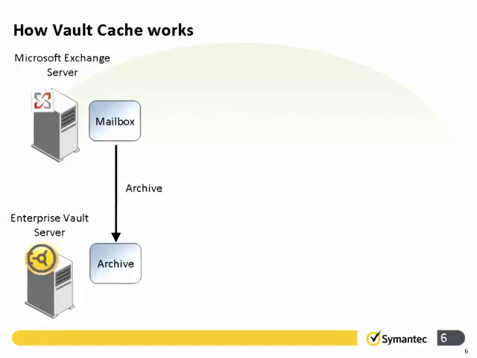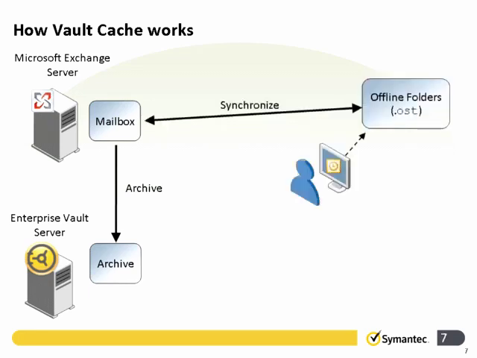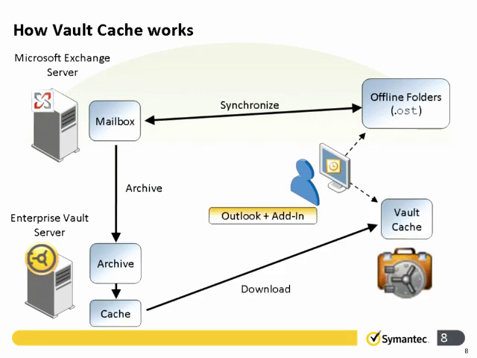Well, typically we have an archiving environment set up. We talked about this in the mailbox archiving chapters. We have our Microsoft Exchange server, which is where the mailbox exists. And on our Enterprise Vault server, we set up the archive associated with that particular mailbox. However, when the user is connected to the Exchange environment using the Outlook client, typically they're going to be connected with an online connection. And if they have been configured to use offline folders, they will synchronize their mailbox with that offline folder.